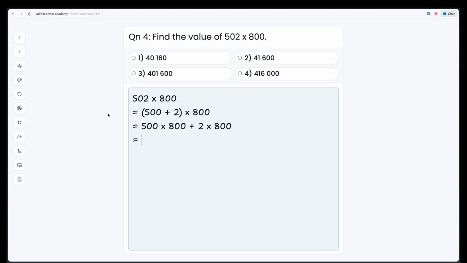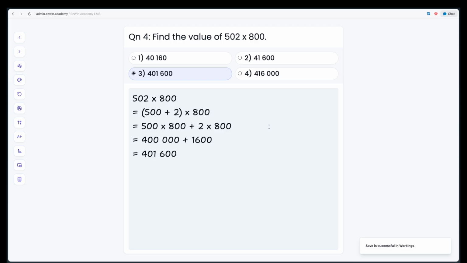So in this case, 500 times 800. If you don't know how to do this, you can just go and see 5 times 8. This will give us 40. And then you just add the zeros at the end. So we need to add 1, 2, 3, 4 zeros. So this will give us 400,000. And then plus 2 times 800, and this will give us 1,600. And now if we add this together, this will give us 401,600. Okay, let's move on to the next question.